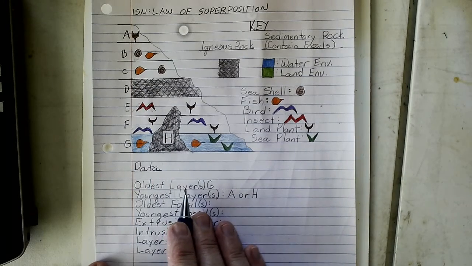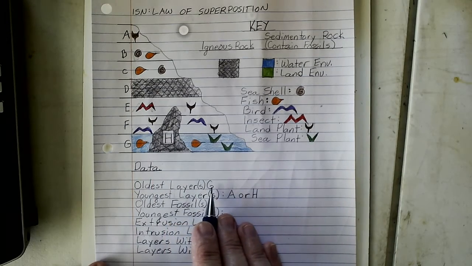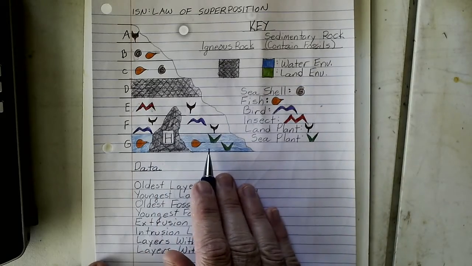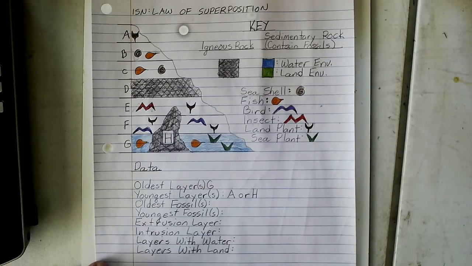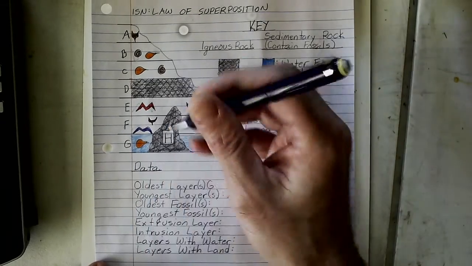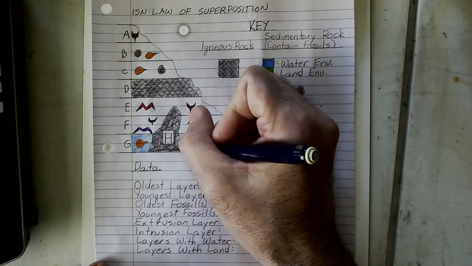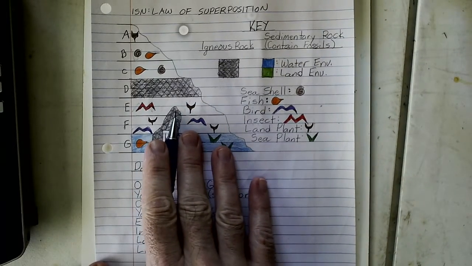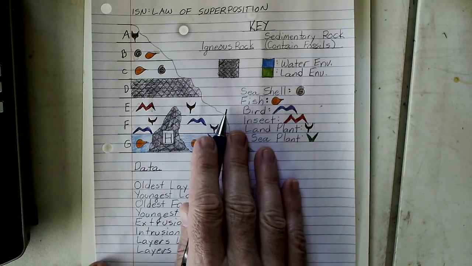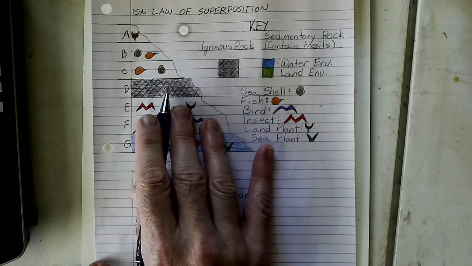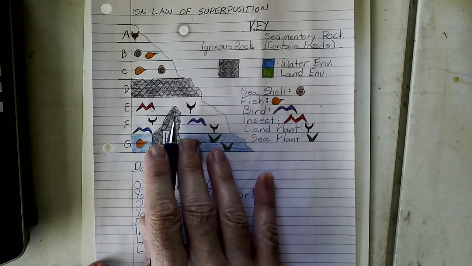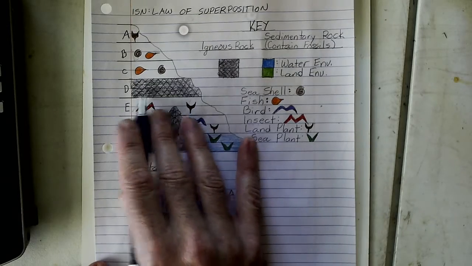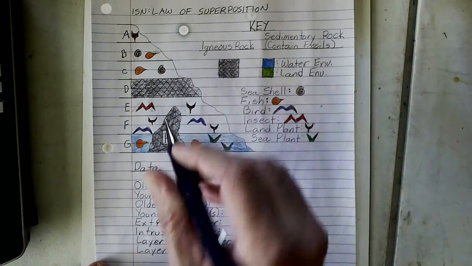So the oldest layer is G, because it's on the bottom, and because in order for H, now intrusions are when the lava pushes up through the layers but doesn't actually pour out onto the surface. An extrusion is where the lava or the magma actually pushes through the earth and pours out onto the surface.